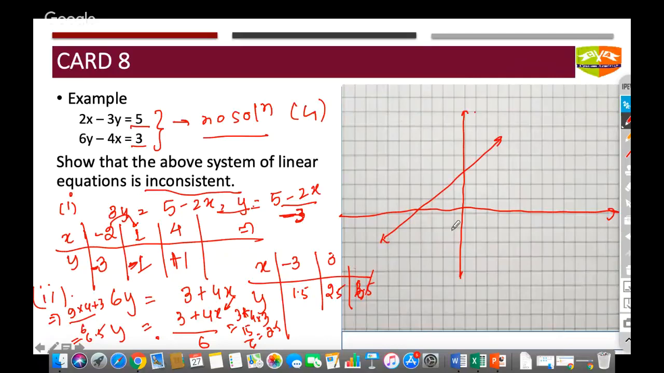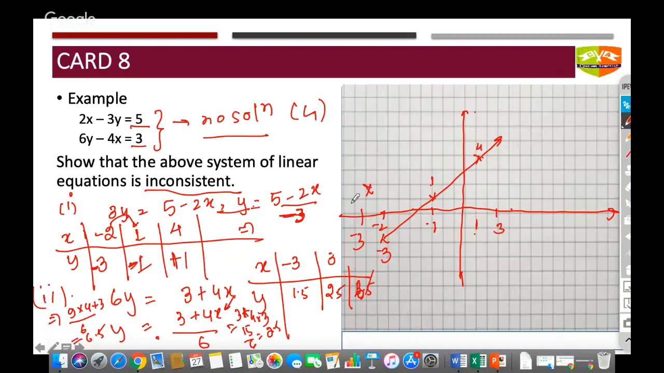Where I'll put the values, x is equal to minus 2, x is equal to minus 3, this is going to be 3 minus 3. At x is equal to 1, this will be 4, and at x is equal to minus 1, this will be nearly 1. Now at x is equal to minus 3, I get 1.5 here, which will be this point. At x is equal to 3, I get 2.5 here.